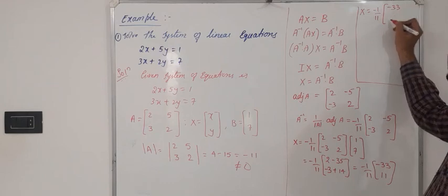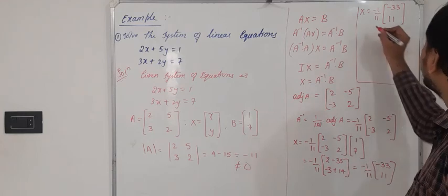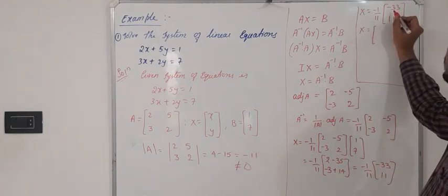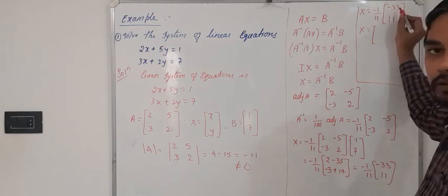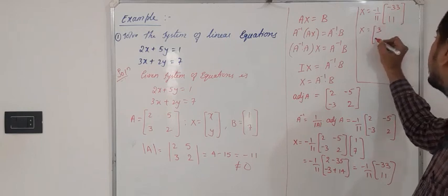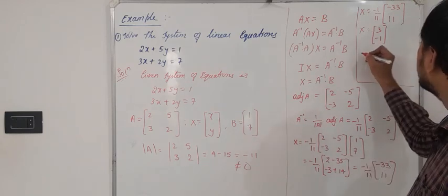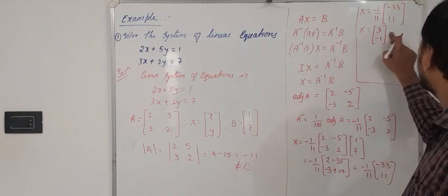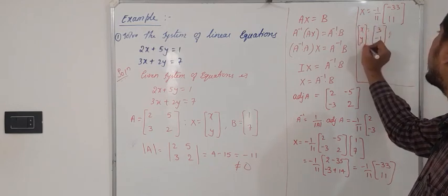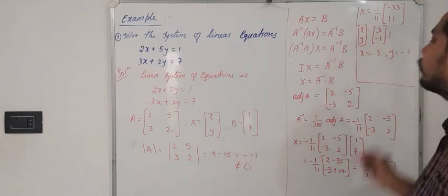minus 33 and 11. So if I take minus 1 by 11 inside, it will be minus 1 by 11 into minus 33. Minus into minus becomes plus. 33 by 11 is 3, and this will be minus 1, right? So what is this X? X is nothing but x, y. So here itself I can write x, y. So x is equal to 3 and y is equal to minus 1, right?